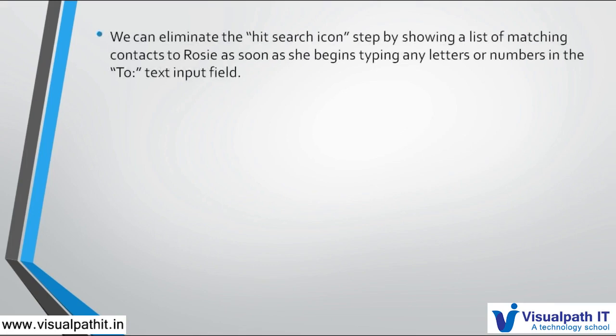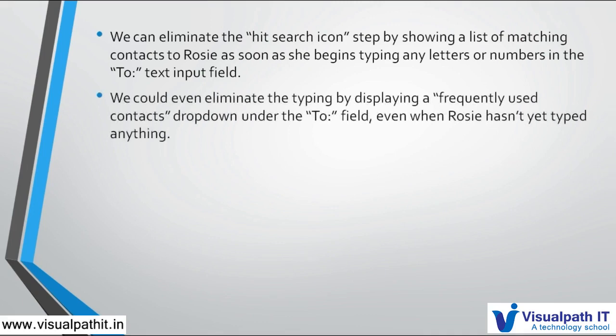We can eliminate the hit search icon step by showing a list of matching contacts to Rosie as soon as she begins typing any letters or numbers in the To text input field. We could even eliminate the typing by displaying a list of frequently used contacts, or a drop-down under the To field, even when Rosie has not yet typed anything.